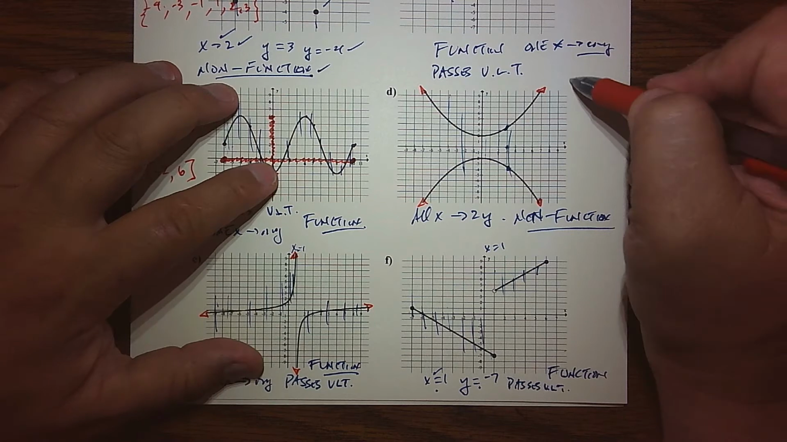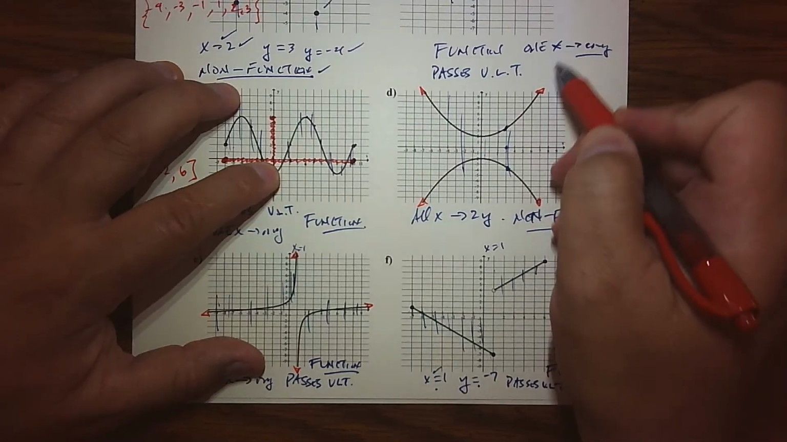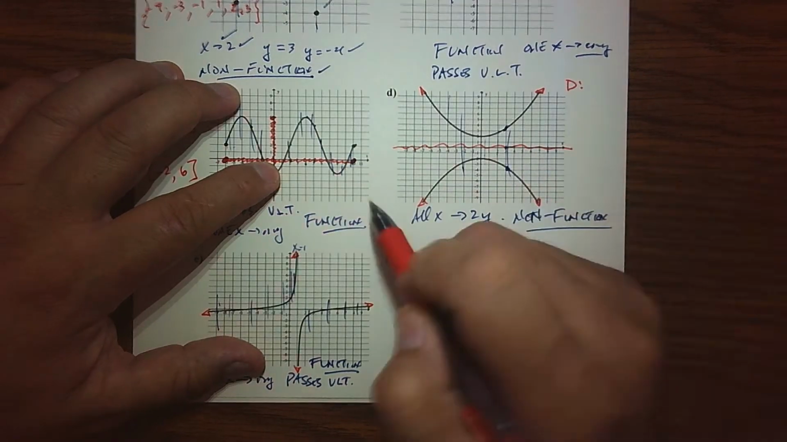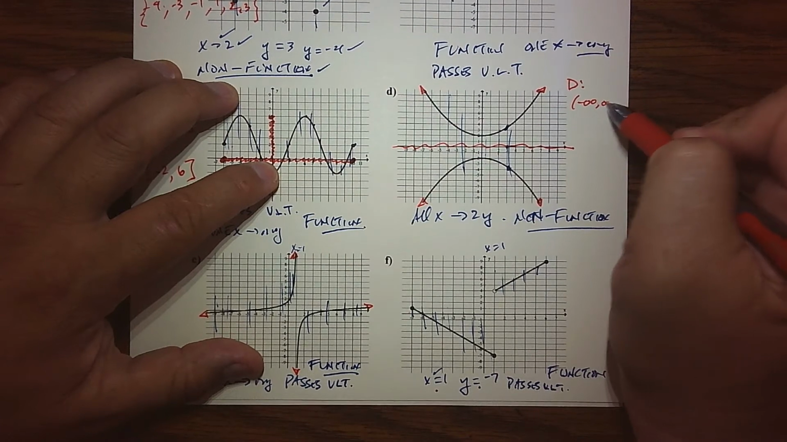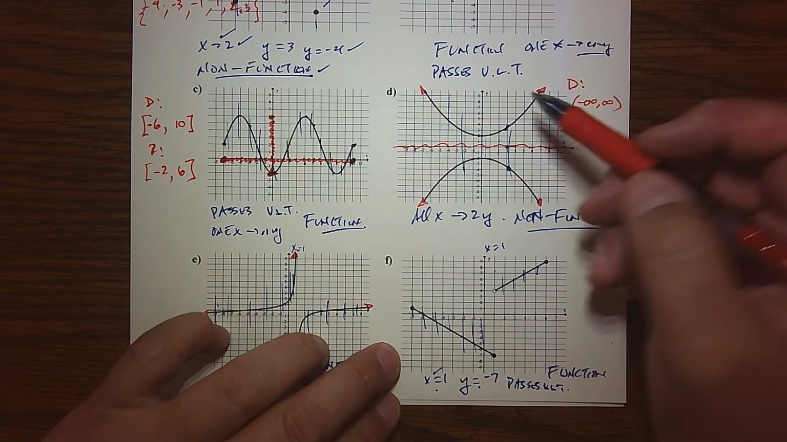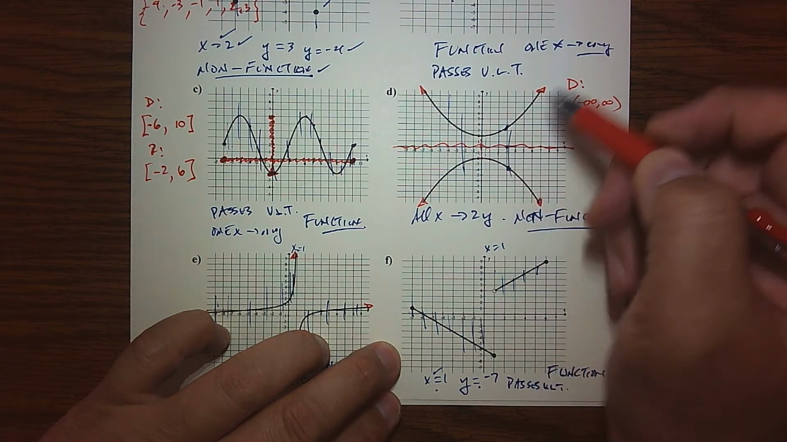So what about the domain then? Well, it looks like for this function, since it increases forever this way, decreases forever that way, every x is going to be covered. So we have a very strong domain from negative infinity to infinity. However, the range, there's a gap. There's no y values between -2 and 2.